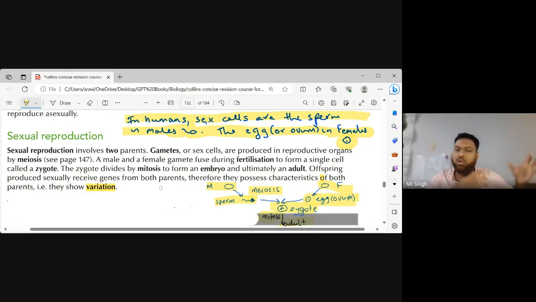So, asexual reproduction does not show any variation. All the organisms come out the exact same, while sexual reproduction does show variation. The organisms will come out differently because they have two parents and they get genes from both of those parents. Is anyone confused? Raise your hand, please. No? All right, quickly take this down. Take down the note that you're seeing here.